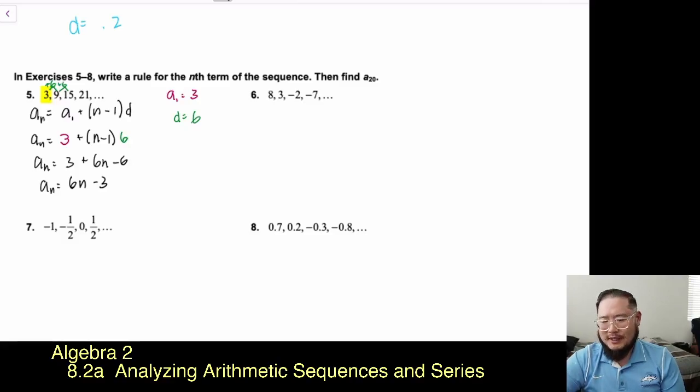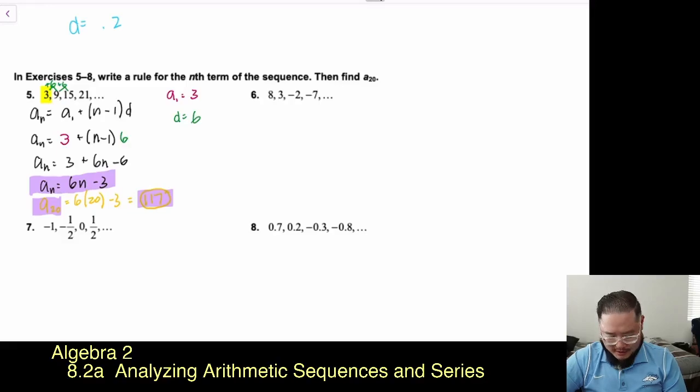The last thing they do ask is to find the 20th term. So now I plug in a sub 20, and remember, n would be 20 here, and we plug that in and get our answer. So 6 times 20, we end up with 120 minus 3, that's 117. So we've got 2 parts to our answer. One is the rule. The other is what is the 20th term, which we just solved for right now. All right. So hopefully that looks good.